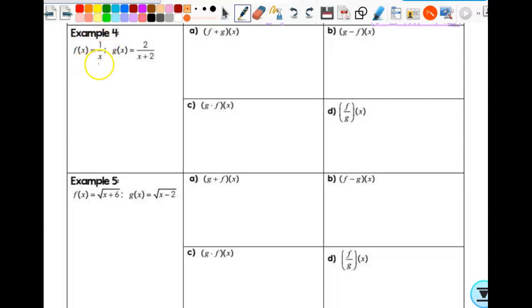For this one? 0. So my domain is just that x can't equal 0, because I can't have 0 in the denominator. So for this one, the domain, x can't equal what? -2. So for the first 3, I have the domain is a set of all x's such that x cannot equal -2 or 0. And that's going to be the domain for these first 3.